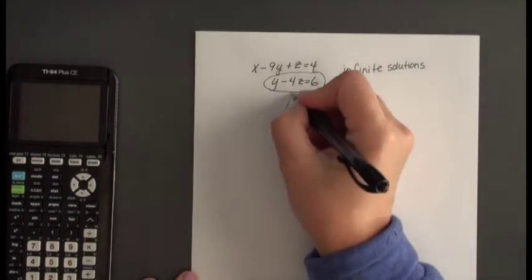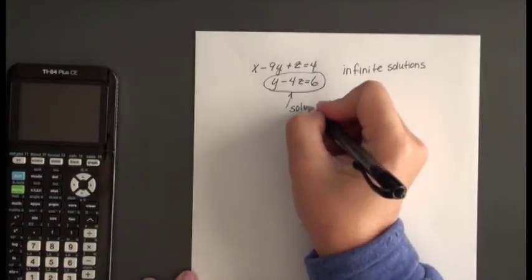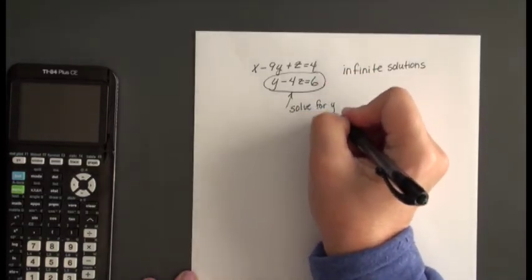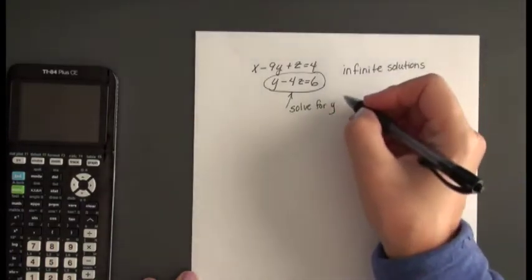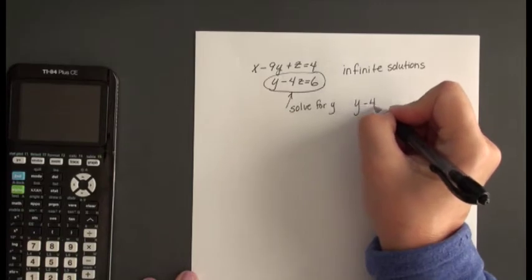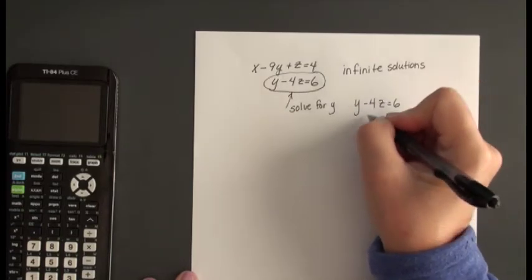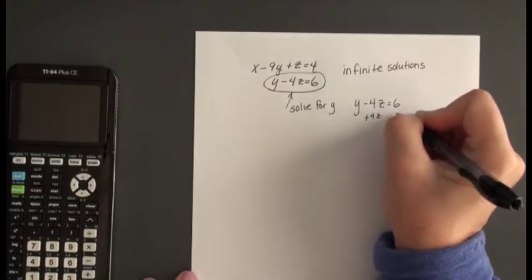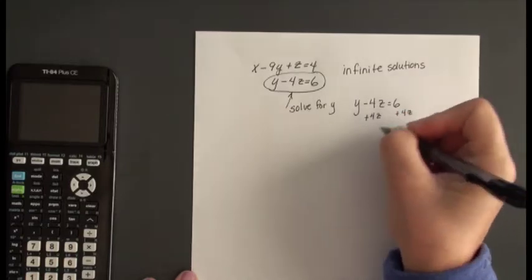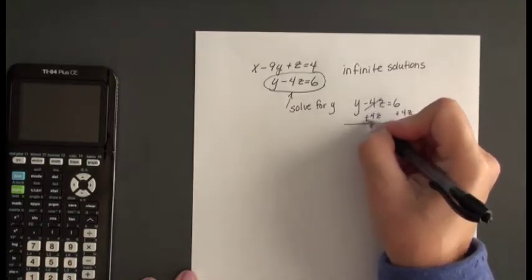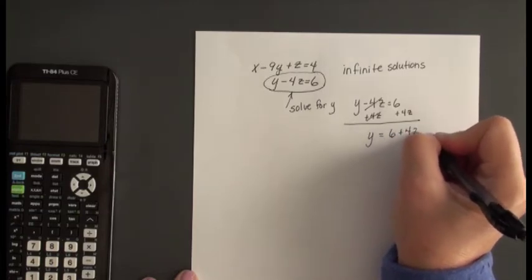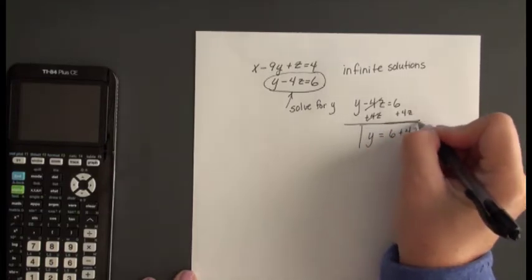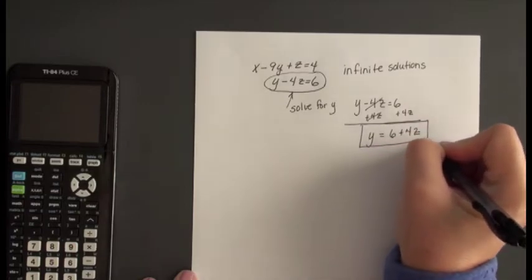I'm going to solve this equation for y. So if I want to take y minus 4z equals 6 and add 4z to both sides, I know that y equals 6 plus 4z. So I have solved for y in terms of z.